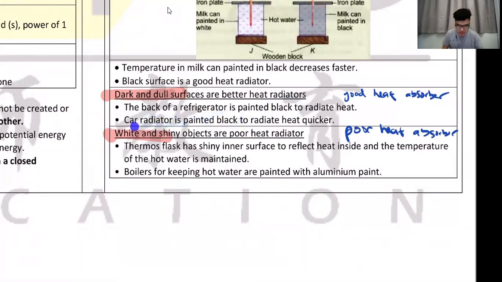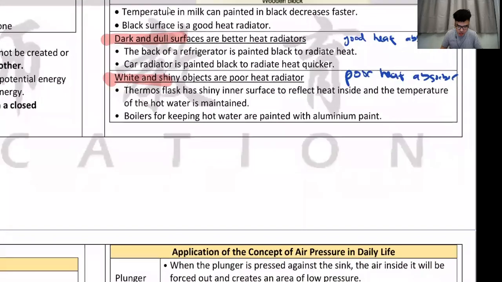You know what is a car radiator? In front of your car, there's a part that gives out heat. Next time when your daddy starts your car, you go in front, you should feel the heat coming out. That's the radiator. It is to cool your engine. If not, your engine will just overheat. All right, and then of course, a shiny one is your thermos flask. Your thermos flask can keep your drinks hot or cold because it has a shiny surface on the inside. And then boilers are painted with aluminium so that they keep the heat inside. They don't want them to lose heat.